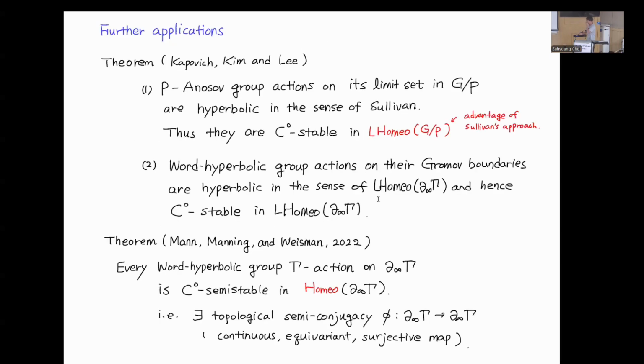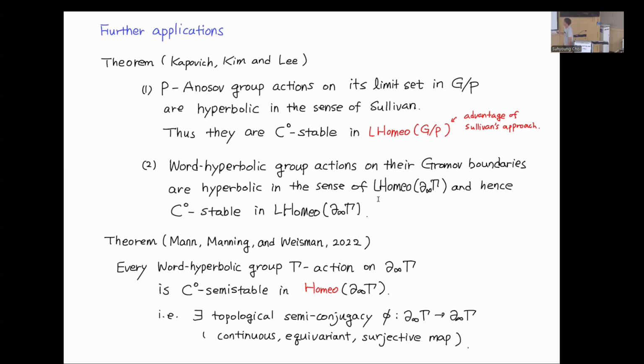So after filling the gap in his paper, filling the details in his proof, we realized that his approach may be extended to other actions. So here are the further applications. We first applied it to the Anosov representation. Anosov representation is a kind of generalization of a convex co-compact group to higher rank semisimple Lie groups. Anyway, the proof is the same.